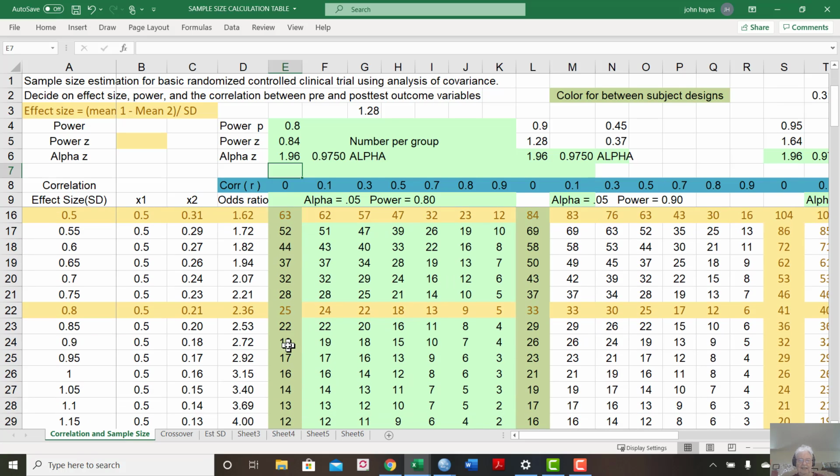So 19. If you weren't doing analysis of covariance, if you didn't have a baseline, you would probably have to expect a minimum, or you'd be able to detect a minimum, standard effect size of 0.9 standard deviations. So that's a pretty good size difference, and you would do it. And that's at a power of 0.8 and alpha 0.05. If you wanted to go to a power of 0.9, you would need 19 per group.